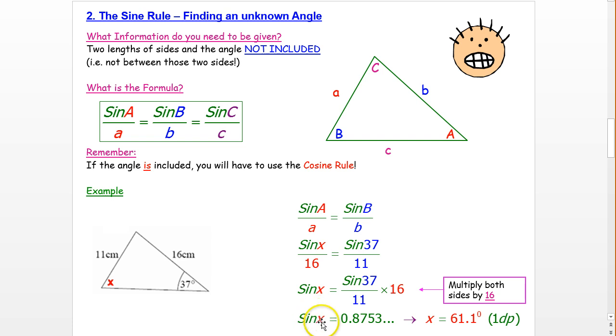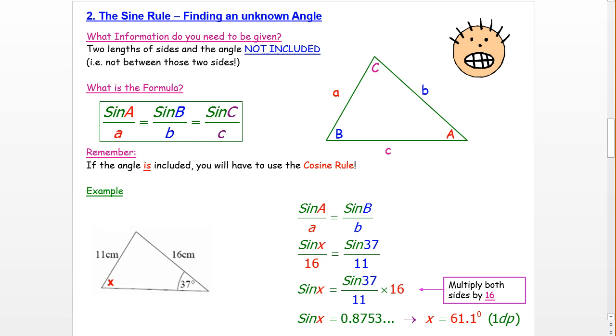Remember, to get x on its own, you have to do the inverse function of sine, which we call arcsine. It looks like sine to the power of -1 on your calculator, but it's not a power, it's the inverse sine function, or arcsine. Do that on your calculator and you get 61.1 degrees. Not too bad. Seems reasonable. 61.1, opposite 16, should be larger than the angle opposite 11. That sounds pretty good.